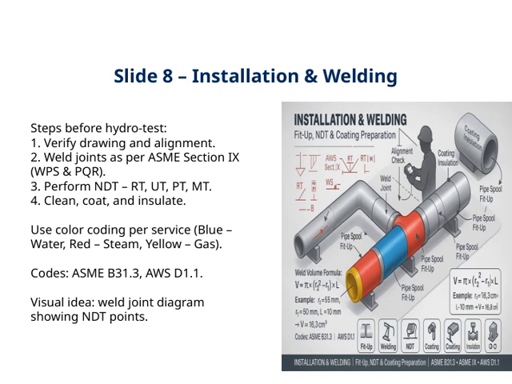All right, let's walk through the key points for the installation and welding process before the hydro test. First, it's crucial to verify the drawing and alignment of the piping system. Ensuring everything is correctly aligned and matches the design drawings helps prevent issues later on. Next, we move on to welding the joints according to ASME Section IX, which involves following the WPS, or Welding Procedure Specification, and PQR, the Procedure Qualification Record. These standards ensure our welds meet quality and safety criteria.